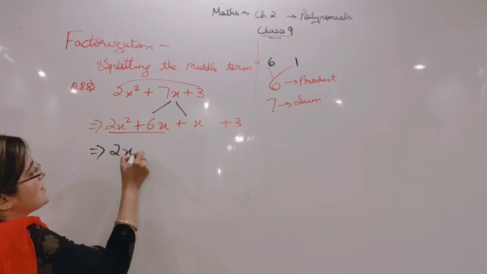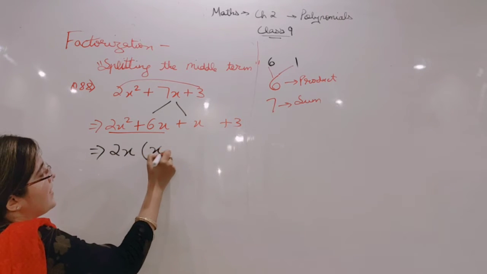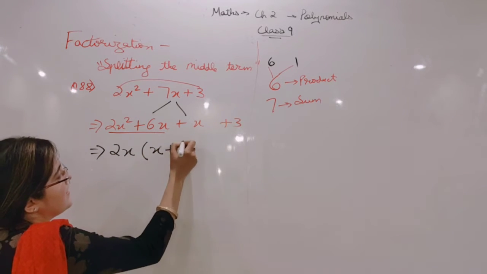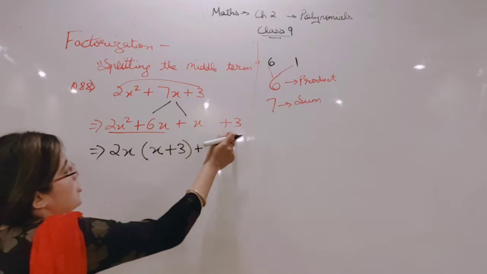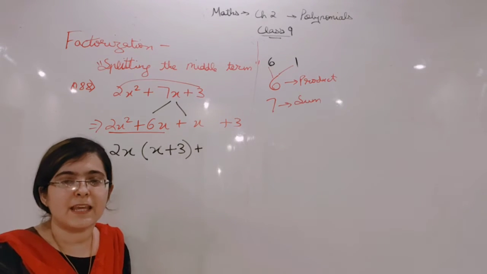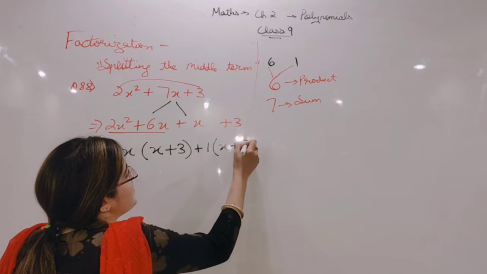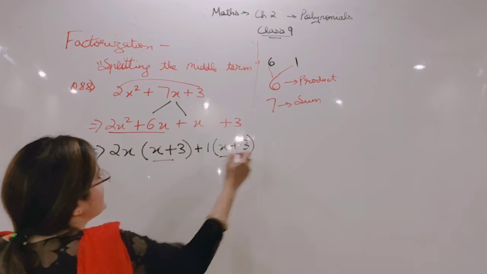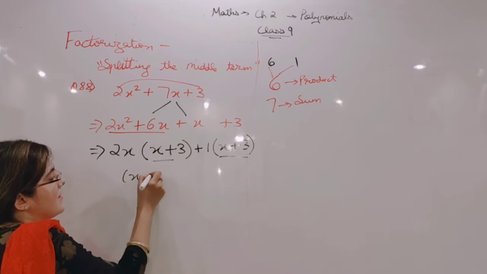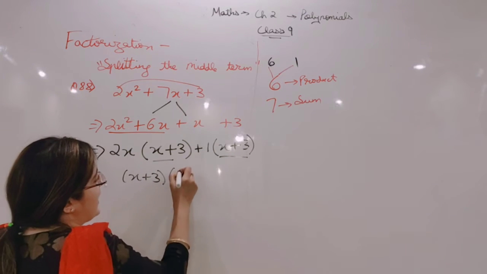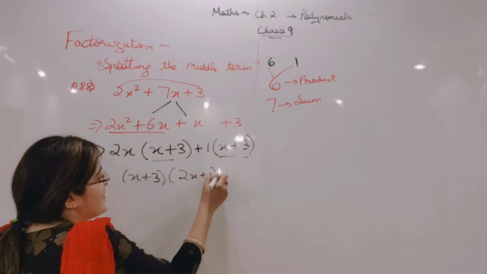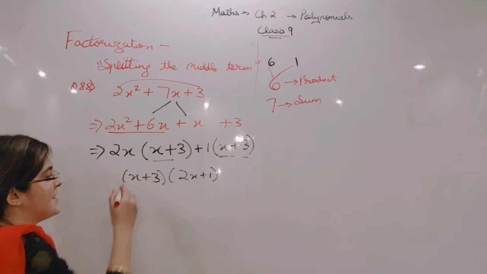Now it is the same. What is common in the first two terms? It is 2x. What will be left here? x plus 3. Now, what is common in the third and fourth terms? Nothing, so we will take 1 common. What will be left? x plus 3. Now we write the common terms together and the rest together. This is your final answer. That's it.